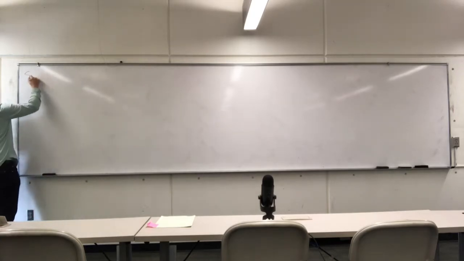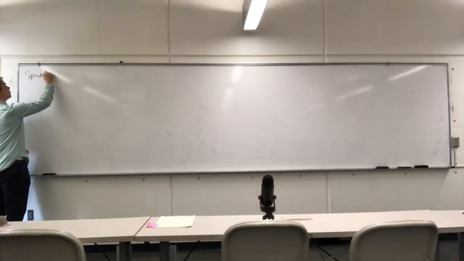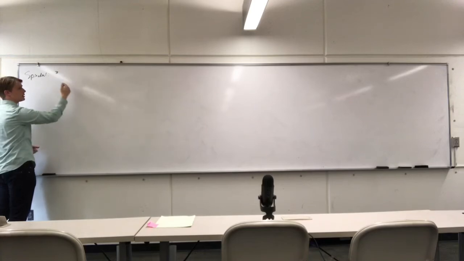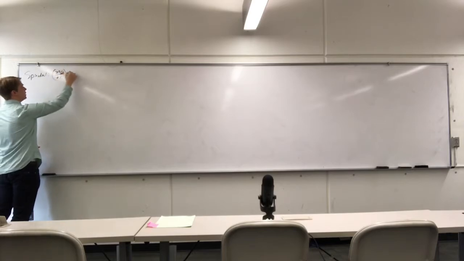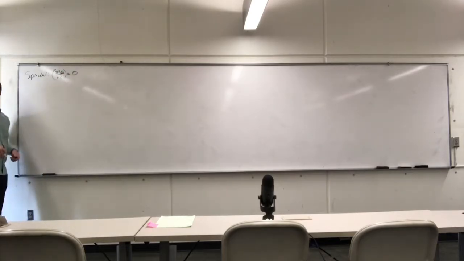So for the spinodal, this one's actually easier to do. You'll get a nice analytical expression. So you'll get the second derivative of the Gibbs with respect to composition is equal to 0. That's the definition for where your spinodal is located.